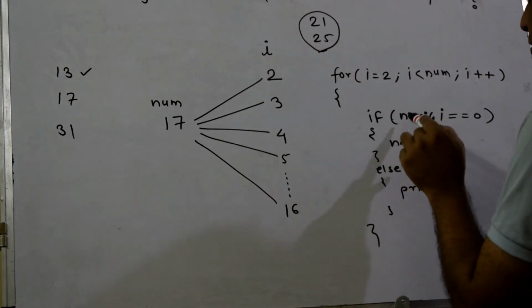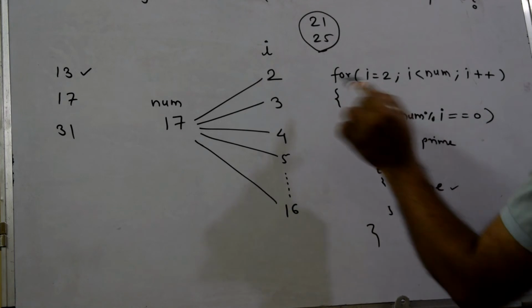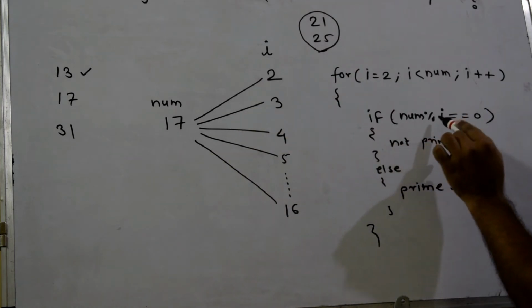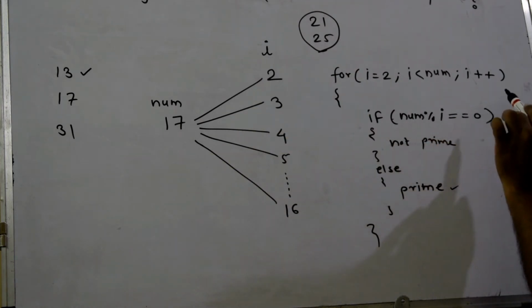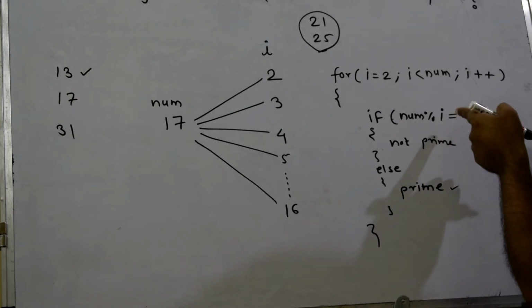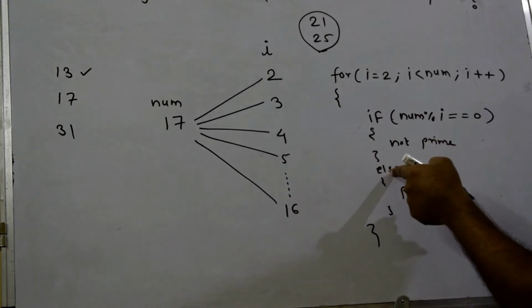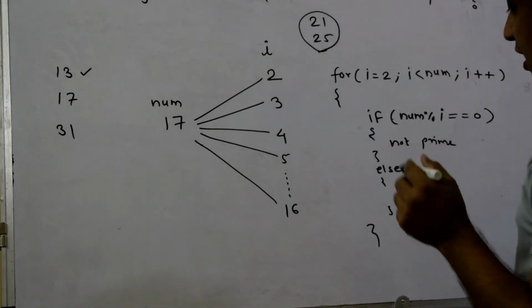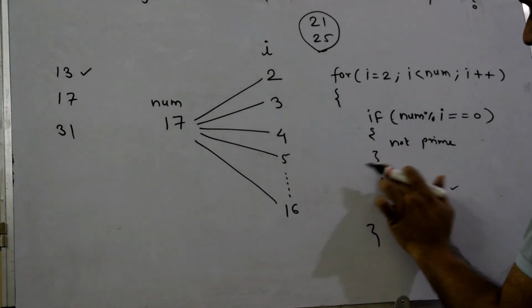Same for 25 mod i, where i is 2 initially, so 25 mod 2, the remainder is not 0, so it will come inside the else part. So whenever this condition fails, it will immediately go inside the else part, which you don't want. So for that purpose you should not write this else here.